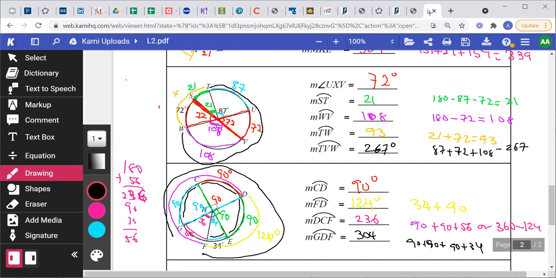Or another way to calculate that, since the total circle is 360, I'm going to just do 360 minus this GF, this small piece here. 360 minus this piece, that will be 360 minus 56. And when you do 360 minus 56, that gives you 304 as well, without stress.